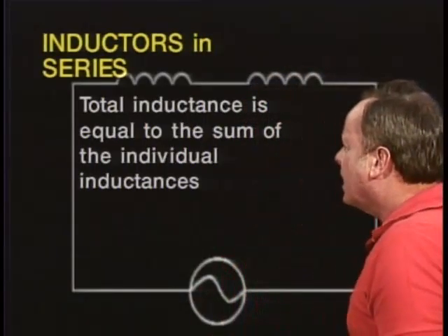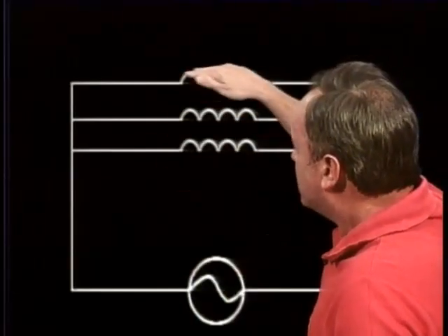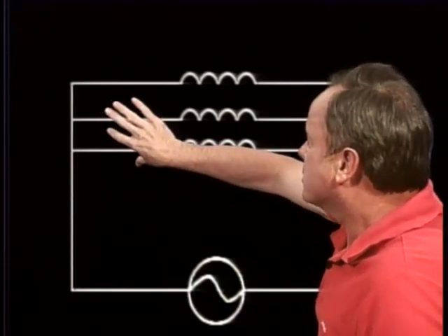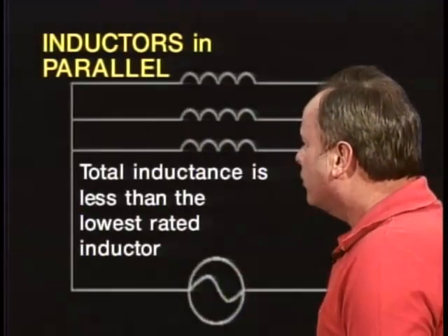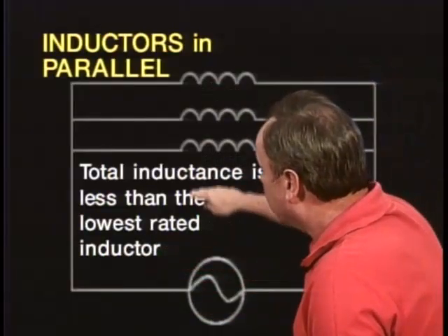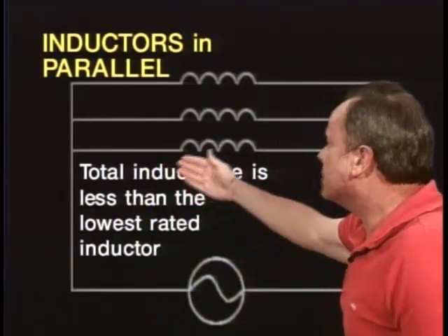Okay, now let's assume instead of having these in series, one after the other, you put these inductances in parallel with each other. Now you're going to find that there is less inductance totally. How much less inductance totally is there? Well, the total inductance is less than the lowest rated inductor of all of these. Of any one of these, it is less than any of them. This is putting inductances in parallel.